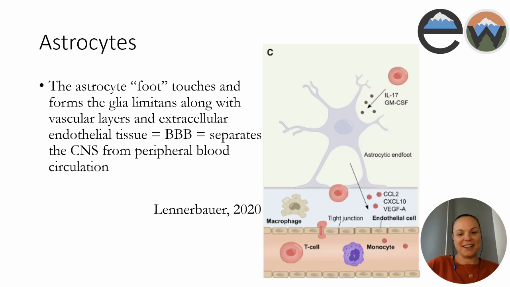This is where we get into, these are fun pictures though, I think. Because look, the astrocyte foot, they made it look like he has feet. So that's the astrocyte and that's the astrocyte foot, where it forms what they call the glia limitans, along with these vascular layers, extracellular endothelial tissue. This is the blood-brain barrier, where it separates the central nervous system from peripheral blood circulation. So you can see the little astrocyte feet that come down in contact with that barrier so that it can communicate with it, get feedback from how it's doing, and then receive messages bidirectional, so both ways, as to what it should be doing next.